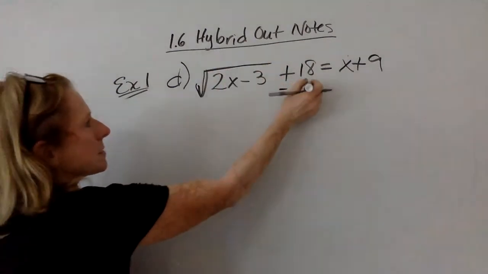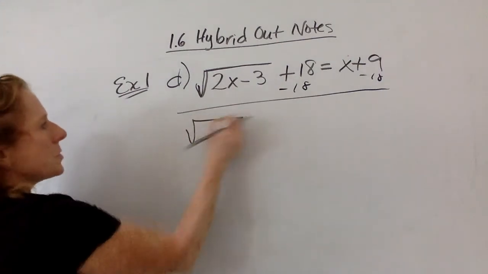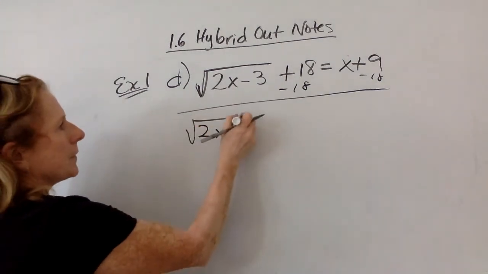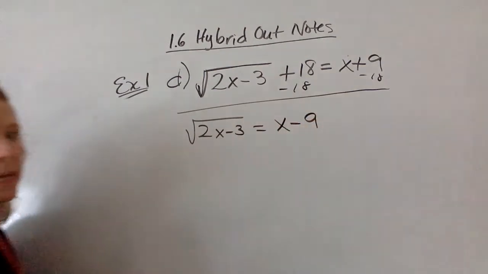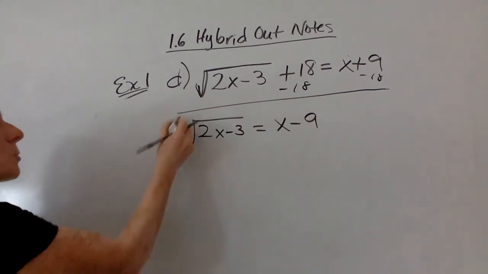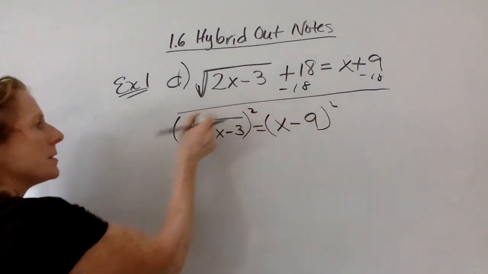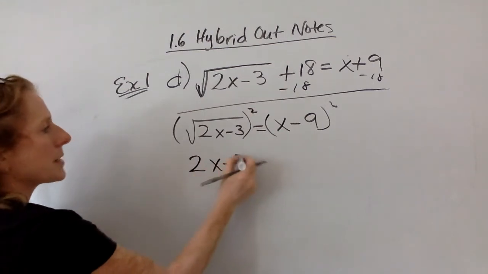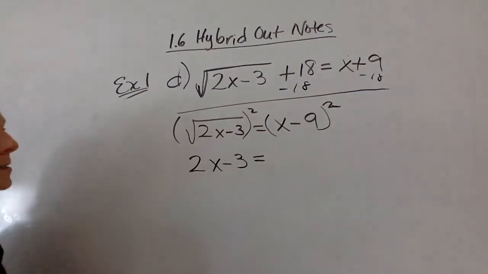So I'm going to do that by subtracting 18 from each side. And I'll get the square root of 2x minus 3 is equal to x minus 9. And what I have to do now is undo the square root by squaring both sides. So squaring undoes the square root, and I'm just left with 2x minus 3 equals (x minus 9) quantity squared.